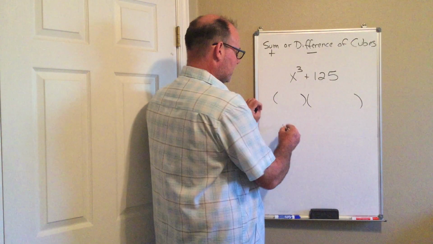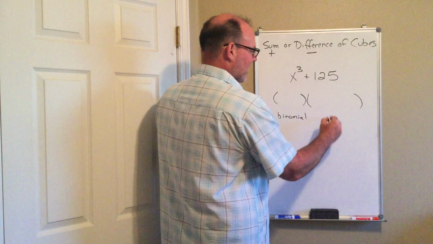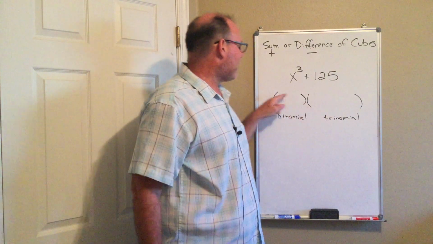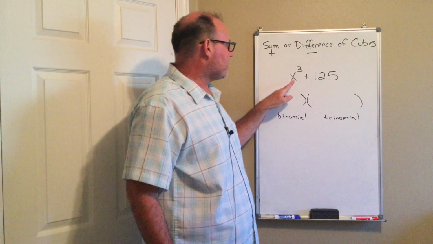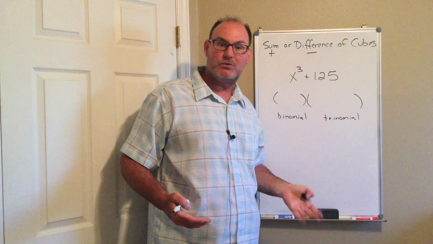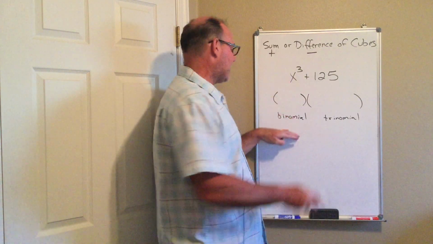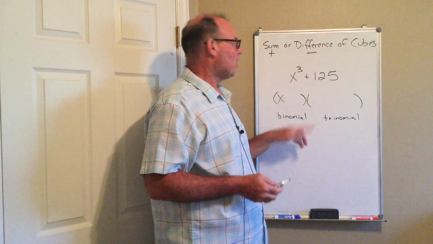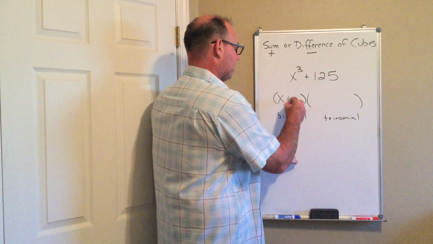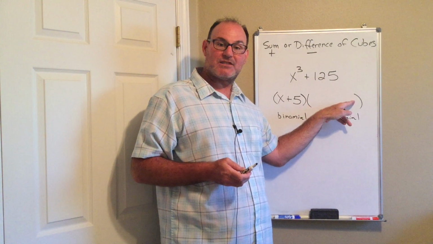The first factor is going to be a binomial, meaning 2 terms. The second factor is going to be a trinomial, meaning 3 terms. The binomial is simply the factor that you multiply 3 times to get each of these. It's called the cube root. So what times itself 3 times gives you x cubed? That's going to be x. What times itself 3 times gives you 125? That is plus 5.